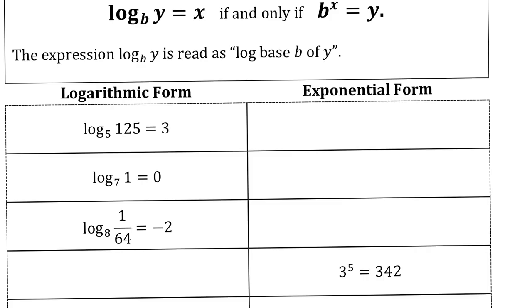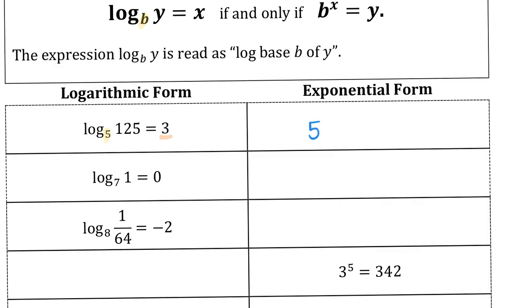Okay, so in this table, this is logarithmic form. The way I say this is log base 5 of 125 equals 3. I'm going to rewrite it in exponential form, which is going to look like this. So this is log base 5, so this is the base. When I rewrite it, the base is 5. This says b to the x. Whatever this equals is the exponent. So this equals 3.